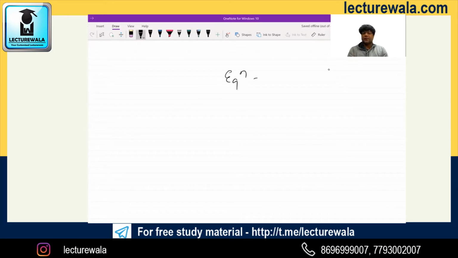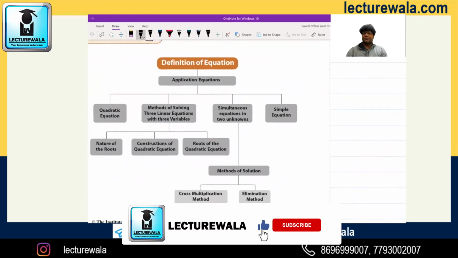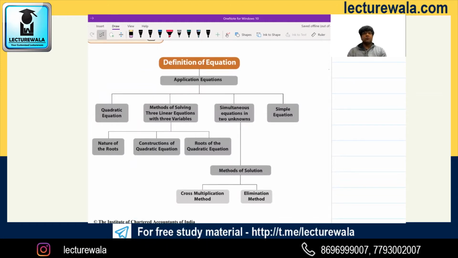Equations and matrices, that's the second chapter. Equation chapter, as you can see, has simple equation, guys, with only one variable. Simultaneous equations in two variables: two equations will be given, which means x and y both will have to be calculated. Solving three linear equations with three variables: x, y, z will be there.